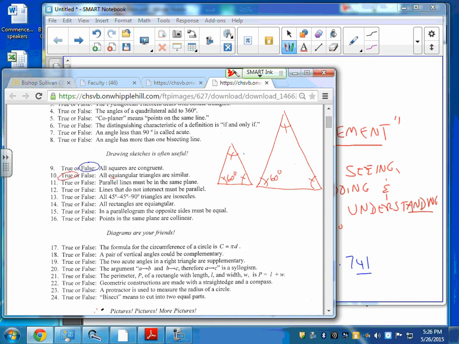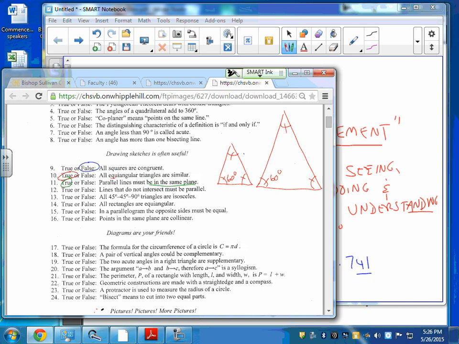Okay, parallel lines must be in the same plane. That's true, and in fact, if you look at the definition of parallel lines, page 118: lines that lie in the same plane and do not intersect. So yes, they must be in the same plane. That's a true statement.